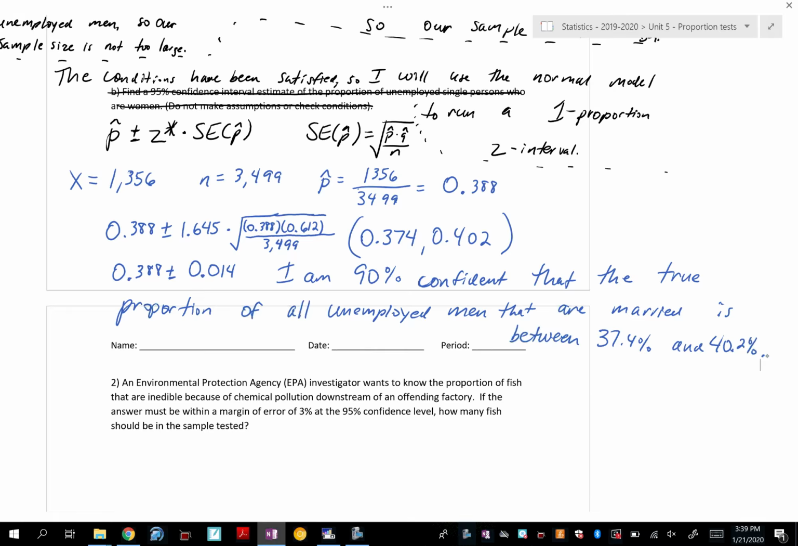So you'll notice 0.388 is right in the middle, right where that comma is. But we don't know if that's really the true proportion for all unemployed men who are married. But we think, with 90% confidence, that it's somewhere in between these. So I want you to just remember that right in the middle is your statistic, your p-hat.